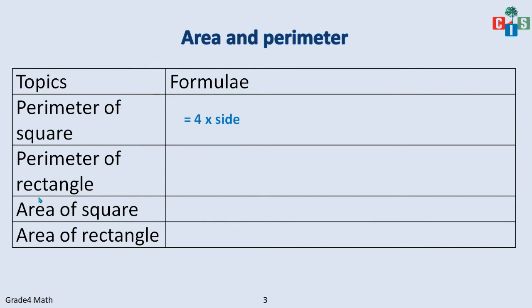Now the perimeter of the rectangle, perimeter again is the boundary. A rectangle has opposite sides which are equal. So the formula will be 2 multiplied by, that is 2 times length plus breadth.